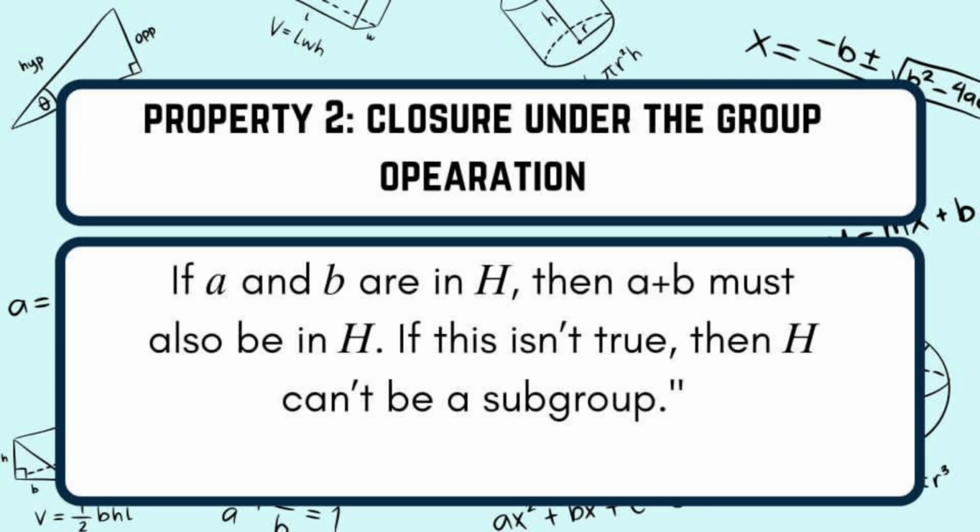And now we need to check the closure. This means that when you take two elements from H, their operation, like addition or multiplication, should result in an element that's also in H. If a and b are in H, then a plus b, or whatever the group operation is, must also be in H. If this isn't true, then H can't be a subgroup.